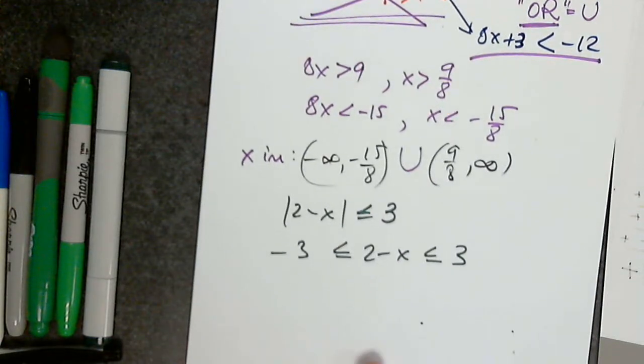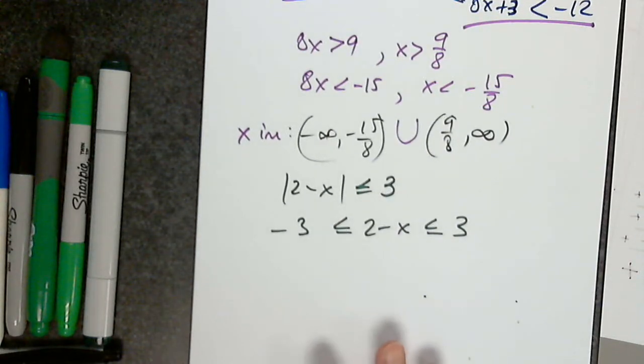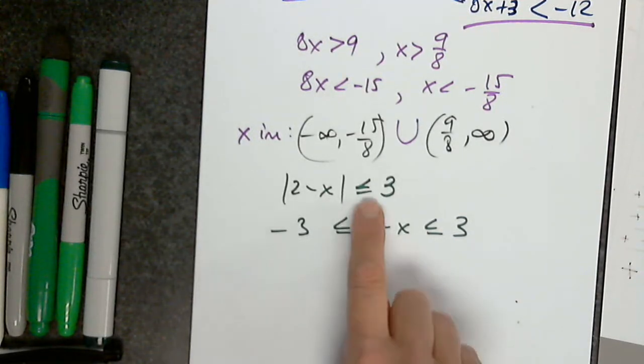I'm confused because I think, is it inclusive, meaning 3 is included in that? Yeah, because of the equal symbol. I have the equal symbol.